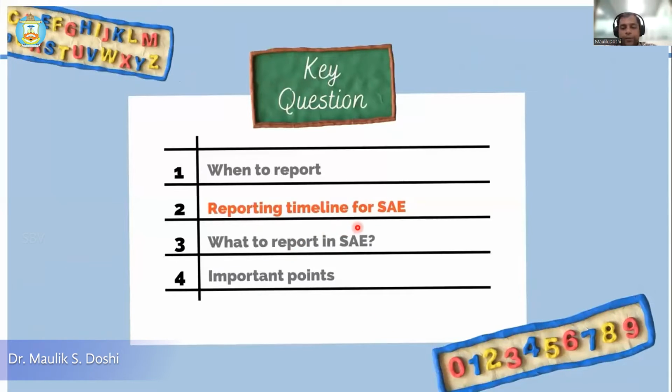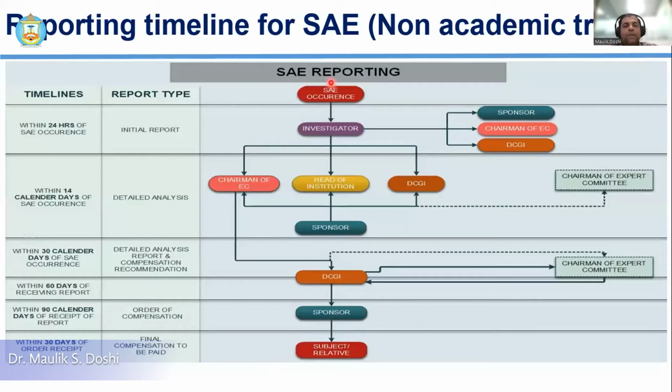Reporting timeline for SAE. If an SAE happens, then there is an initial reporting, and this initial reporting has to be initiated by the investigator within 24 hours of the SAE occurrence. The investigator will report to the sponsor, the chairman of the ethics committee, and the DCGI.